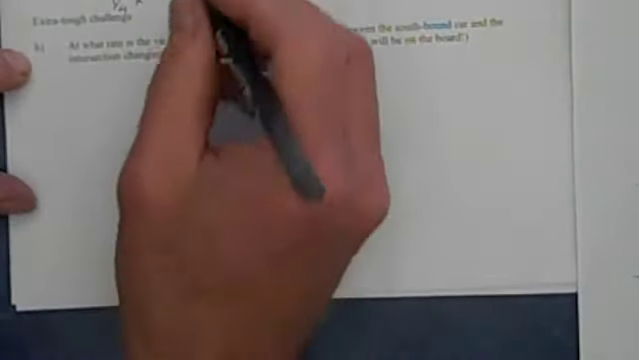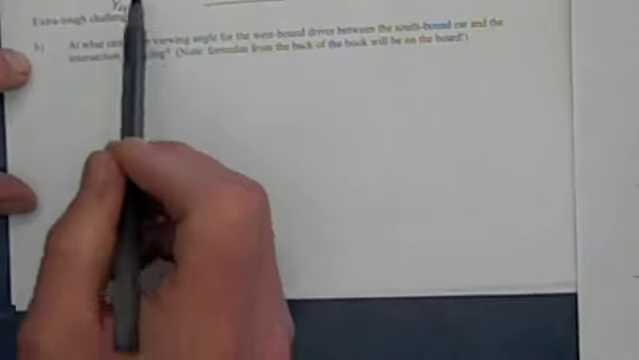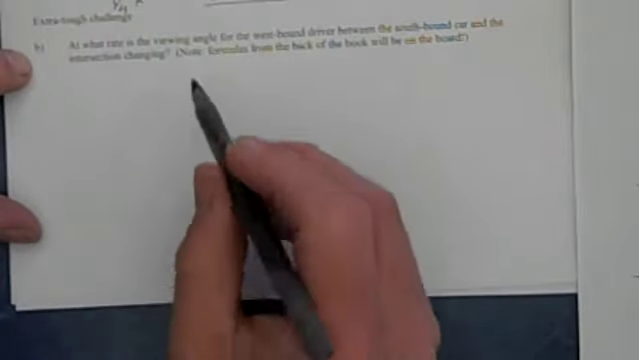What is the angle changing? That's that angle right there, theta. Okay, at what rate is that viewing angle changing for the westbound driver? This driver's approaching westbound, actually from the east, and looking across at this driver and at the intersection ahead. So really it's just asking at what rate is that angle changing. And now you're going to be given any formulas that you don't have to memorize on the board.